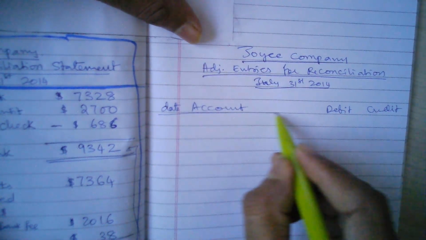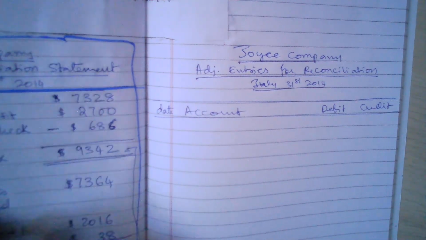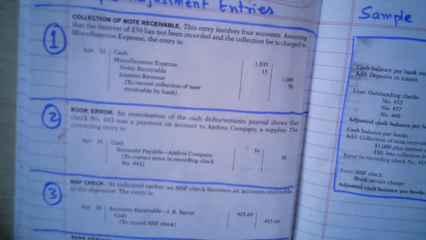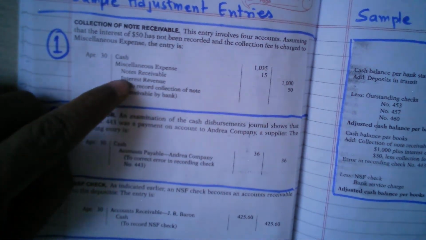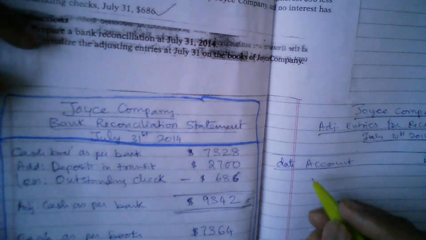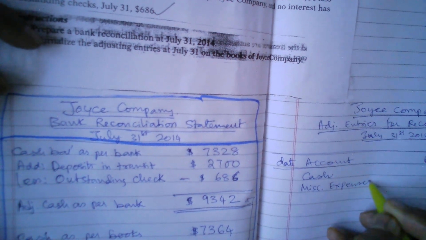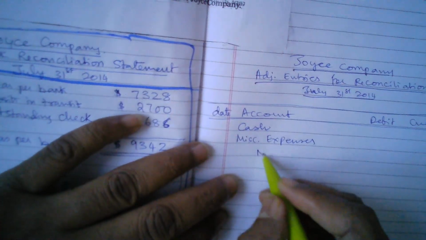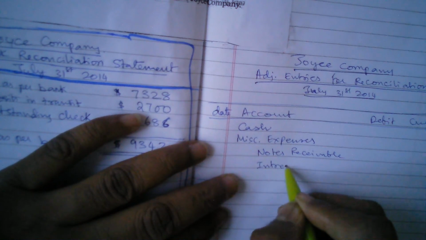So again, I have given you the standard templates. Okay, so look at it. First one, here you can see notes collected is there. So you go to that notes collected, see collection of note. So it will have cash, miscellaneous expense, notes receivable and interest revenue, these four entries. Cash and miscellaneous expenses will be on the debit side, and then the other ones will be notes receivable and interest revenue.